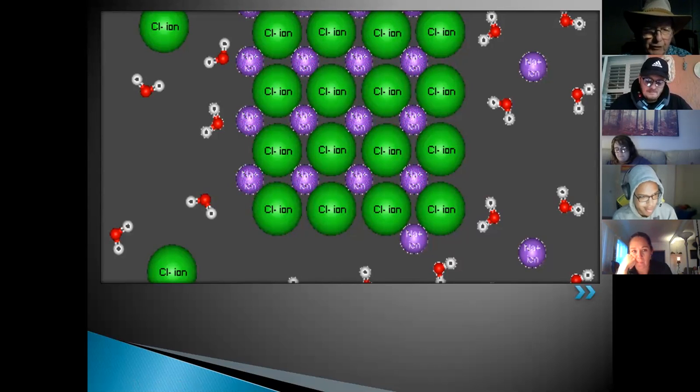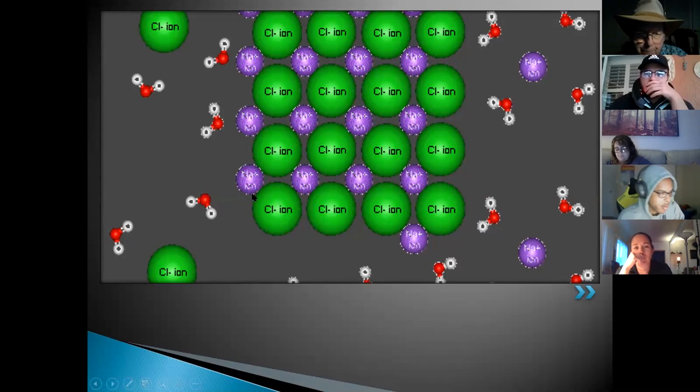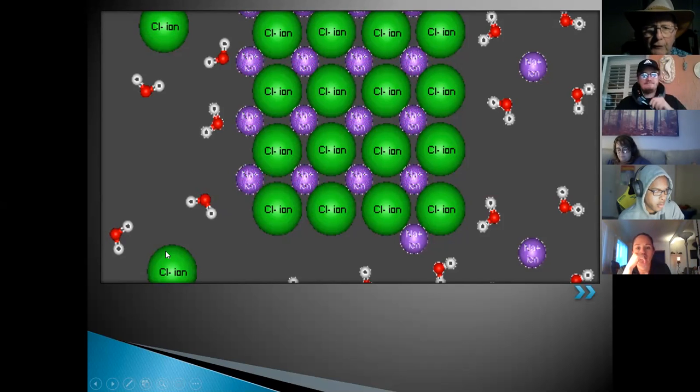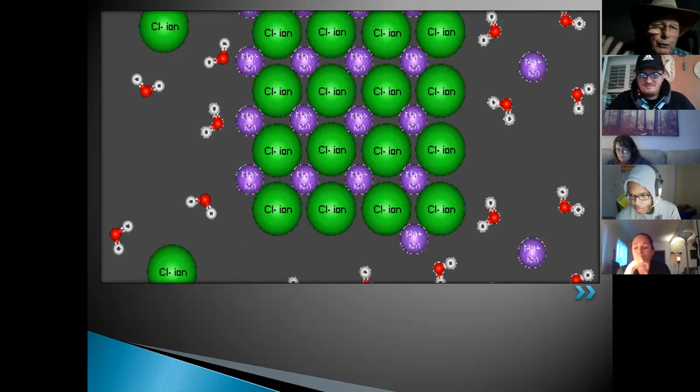So what happens is this little water comes in here and it kind of pushes its way in and grabs that sodium. The oxygen attaches to the sodium. And literally more waters come around and that sodium is completely surrounded. The chlorines, the hydrogen end goes towards the chlorine because we've got positive hydrogens, negative chlorines, and the waters completely surround it. This is the process called ionization. If you put salt in water, this is what happens. This is why salt dissolves in water.